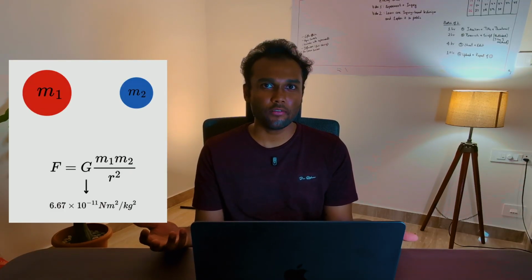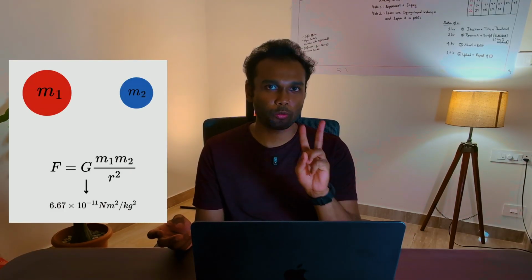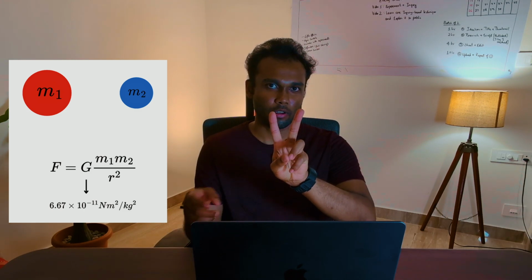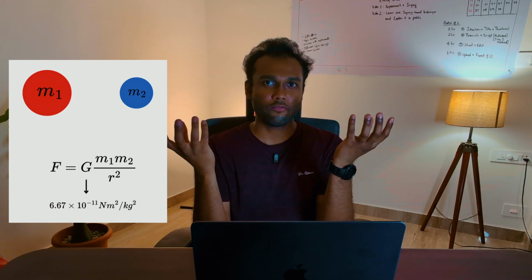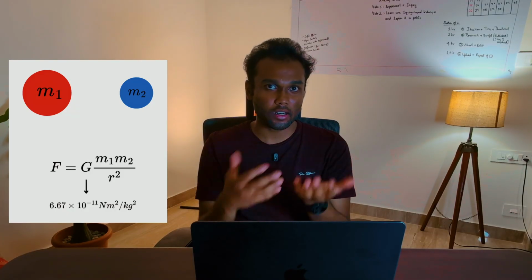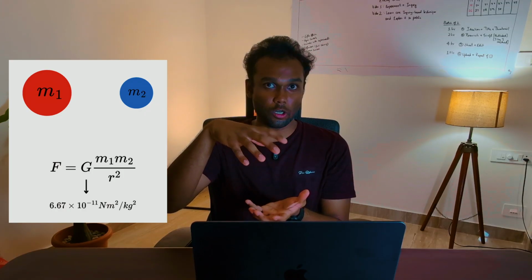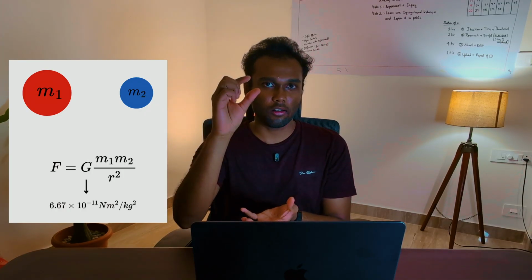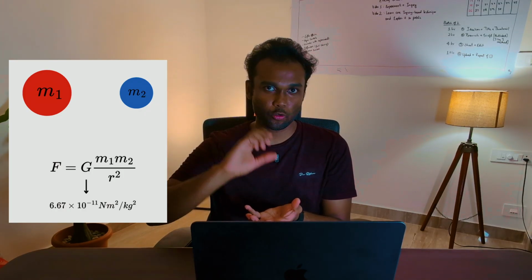Next, coming to the masses. So the 2 m's that you see in the formula are the masses of 2 objects. I say 2 because that's how many objects that you need for gravitational force to act. So force acts between 2 objects. In our case, it was the Earth as one mass and the ball as the other. So these are the two masses.